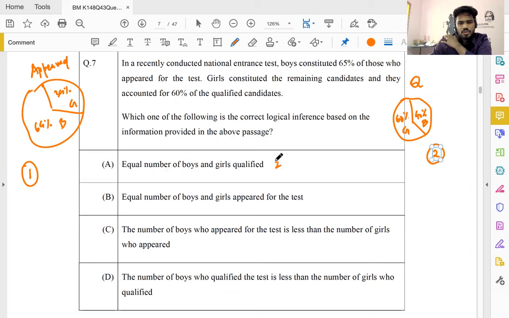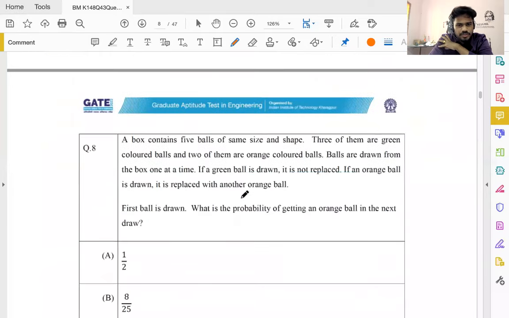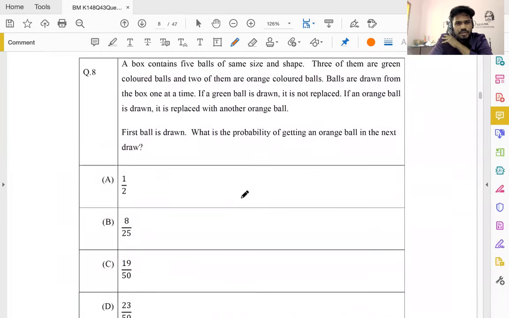Equal number of boys and girls qualified. 2 says this is incorrect. Equal number of boys and girls appeared for the test. 1 says this is incorrect. Number of boys who appeared for the test is less than the number of girls who appeared. Again, 1 says this is incorrect. Number of boys who qualified in the test is less than the number of girls who qualified. So here, of course, D says this is correct. So again, not an issue with the key, I suppose. So wherever you think there is an issue, just stop it.